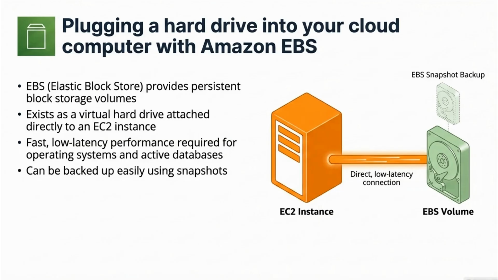If you delete your EC2 instance, you can save the EBS volume and plug it into a new instance later. So as you can see, EBS is Elastic Block Store. As you can see in the image also, it is a direct low latency connection with EBS volume, that is the hardware, and it exists as a virtual hard drive actually. So basically, it is attached directly to an EC2 instance, and it has very fast low latency. It is a perfect thing for performance, which is required for operating system, that is OS, and the active databases. So this can be backed up easily using snapshots. So this was about Amazon EBS.